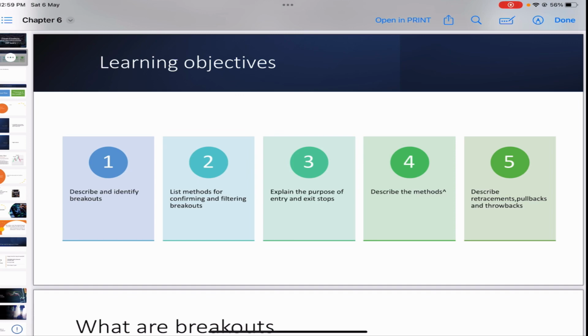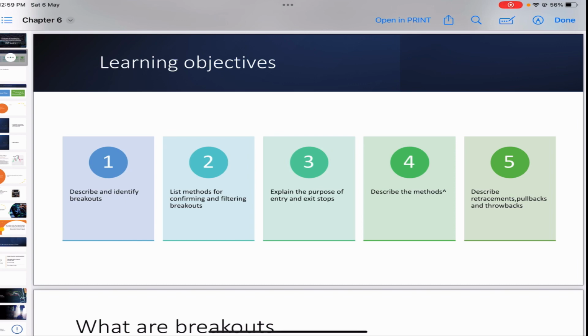Explain the purpose of entry and exit stops. So what are entry stops? We are also talking about limit orders over here. For example, if the market price currently is 139, I want to buy the stock as soon as it reaches 138, or let's say as soon as it reaches 140. So that is a stop: at this particular price you want to enter, not anything less, not anything more. And why are we going to use that?